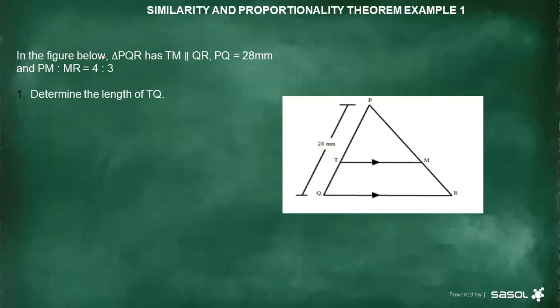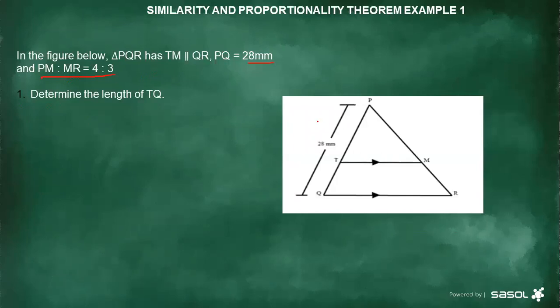In the figure below, the triangle PQR has TM parallel to QR. PQ is 28 millimeter, and PM to MR is 4:3. So this is the ratio, and this is the actual distance. Let us not mix the two. This is the ratio, this is the actual distance.